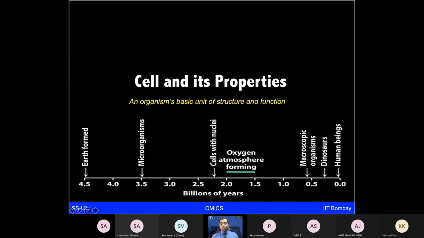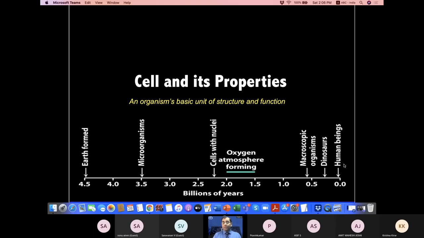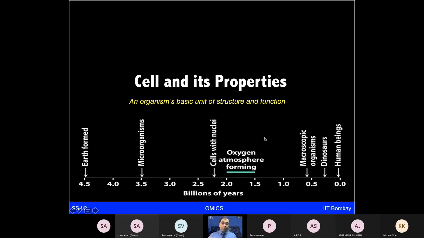And then around 2.2 billion years ago or so, some of the cells with nuclei, having a nucleus, started appearing. And then the atmosphere was changing, with more oxygen forming, and the atmosphere was conducive for the cells to grow. And more life evolved from that time onwards. These were more microscopic cells and organisms.